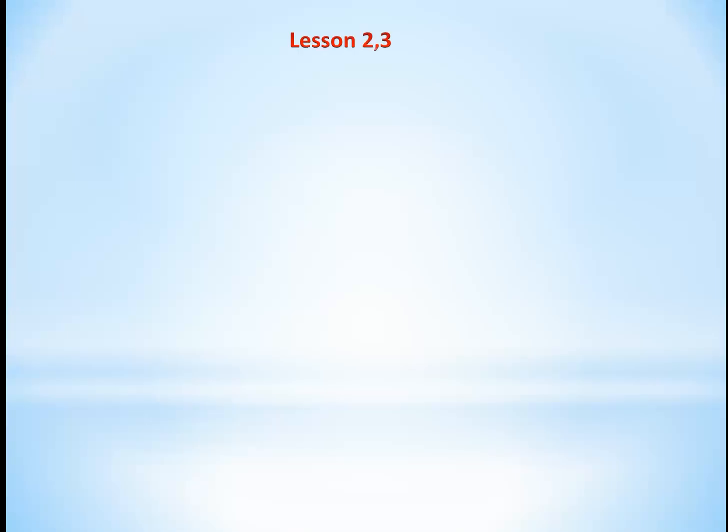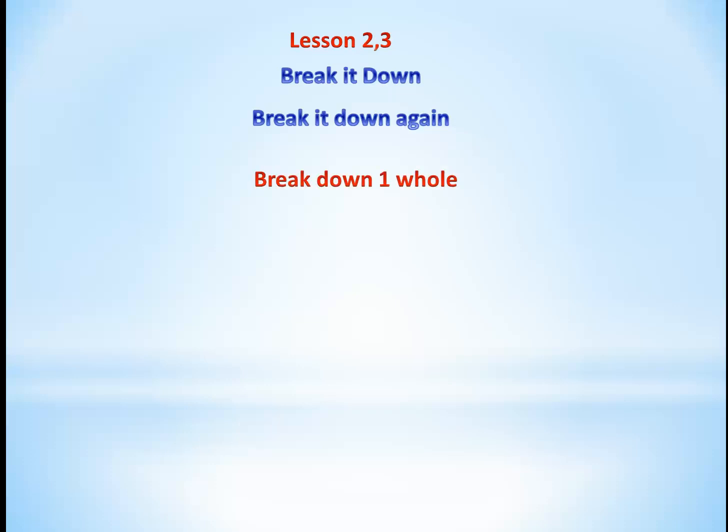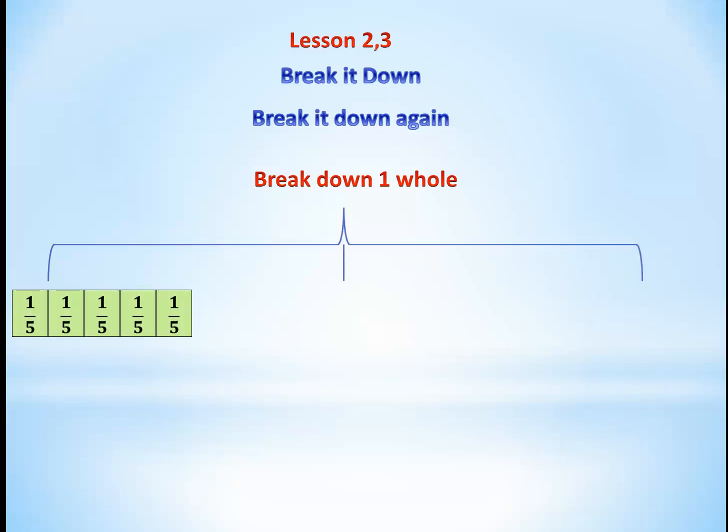Okay, lesson 2 and 3. Break it down again. Okay, let's see. Break down one whole. If I want to break down one whole, we can represent it by many methods. Okay, if I have fifths, 5 fifths equal 1, so if I want to represent it by this model, we will make 1/5 plus 1/5 plus 1/5 plus 1/5 plus 1/5 equal 5/5 equal 1.